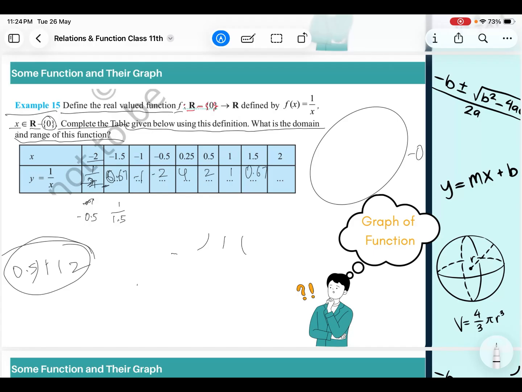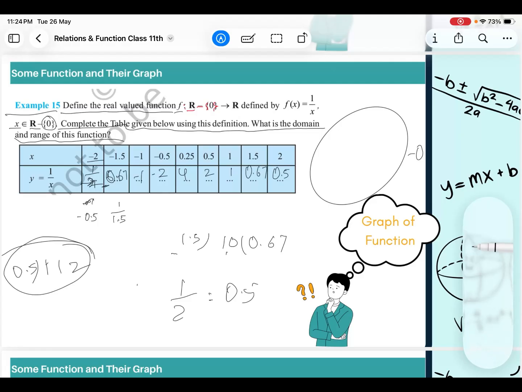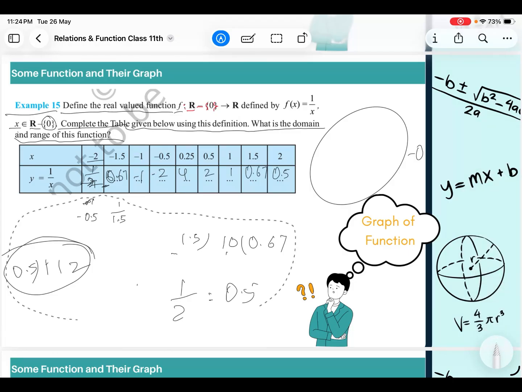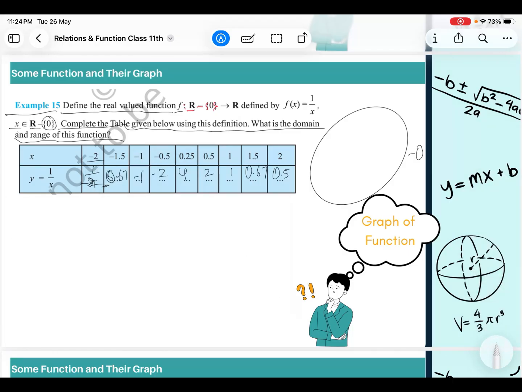Why? Because we are dividing 1 with 1.5, so this is less, we have to take 0 point, and it will be 10, then 6, then 7, and this is positive. Okay, so 1 by 2 equal to 0.5, right? 1 by 2 equal to 0.5, right? So this is the table that we have already completed, and if you want you can make a graph on the basis of this.